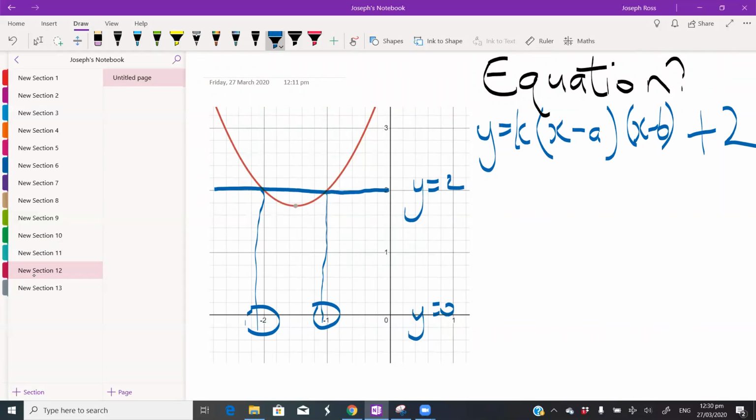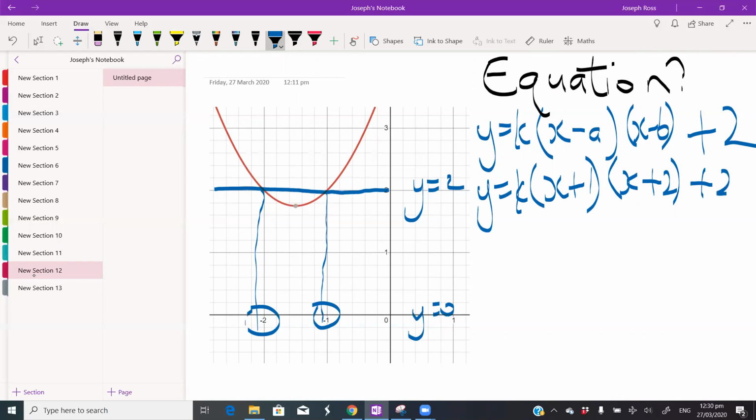Okay, so our intercepts are -1 and -2, which tells us a is -1, b is -2, and therefore our equation is k times (x minus -1), which is (x plus 1), times (x plus 2), plus 2. And therefore, to work out what the value of k would be, we would need information about one other point other than the two that we're given.